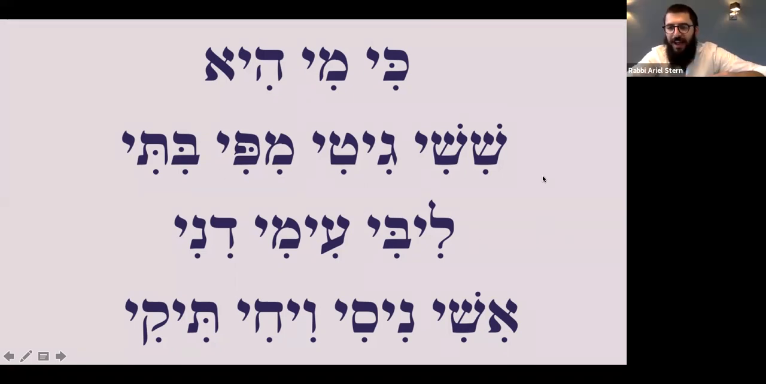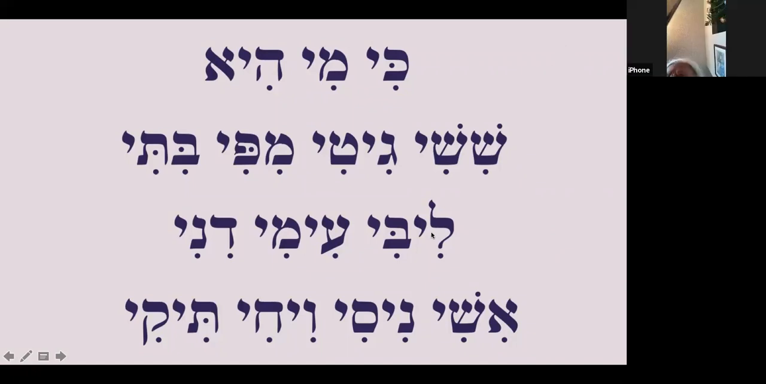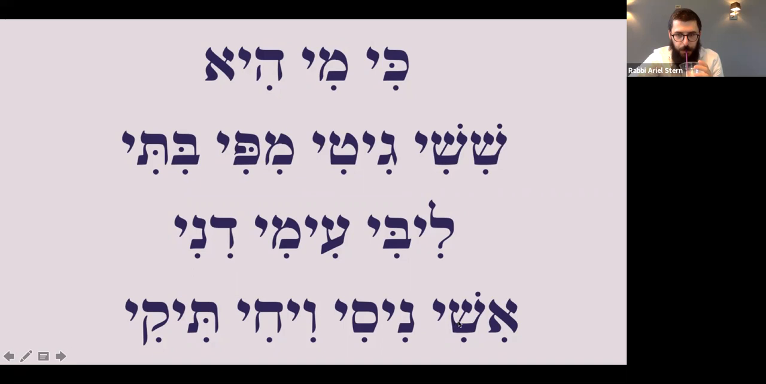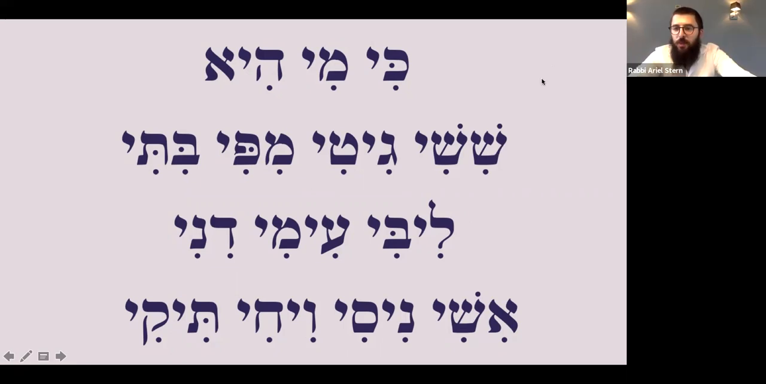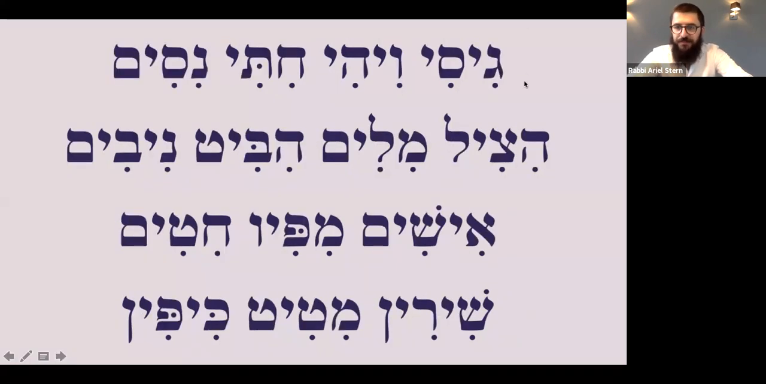Michelle, you want to do the third line? Yeah. Go. Li, bi, I, mi, di, ni. Fourth line. Ishi, nisi, vichi, tiki. Thank you so much, Michelle. The yud is silent. You don't say ni, see it. It's silent. If you have a letter with a chirik and then a yud next to it, the yud is silent. Okay. Let's move on.